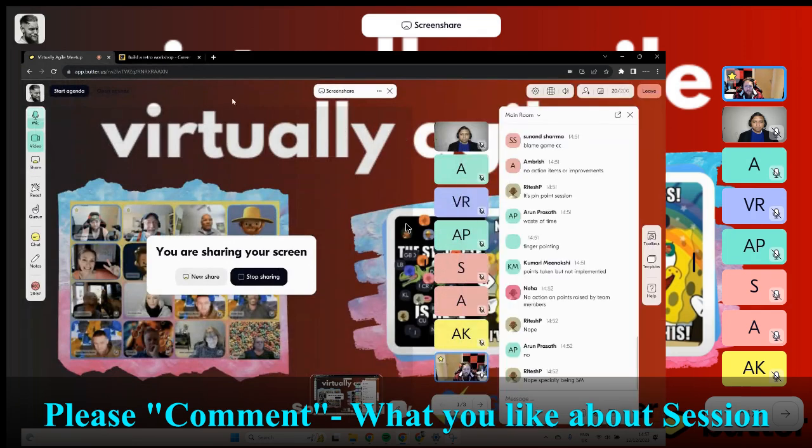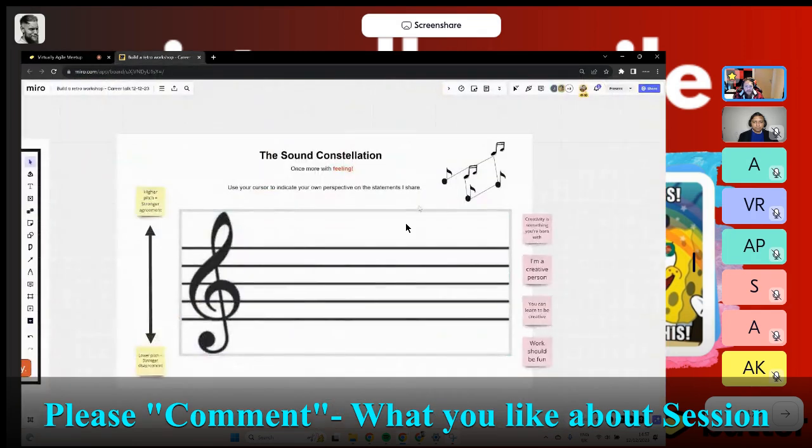Okay, now, so I asked earlier, had anyone created a retrospective before? And a few of you said yes, but many said no. So my next question, we're going to do that sound constellation once more. Here's where you should be on the board. Use your cursor to indicate how strongly you agree again. The top of the scale is where you believe strongly with the statement. The bottom of the scale is strongly disagreement.